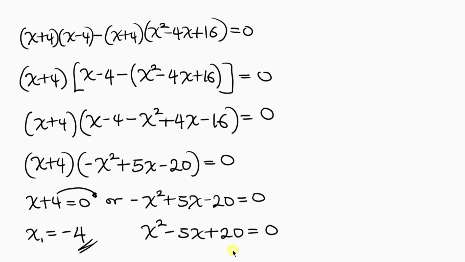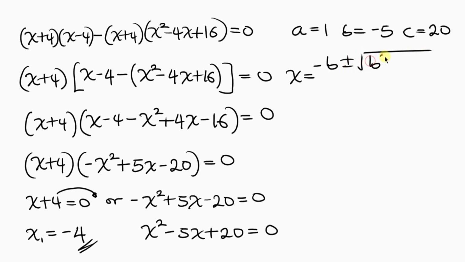Now, this cannot be factorized. So we're going to be using the quadratic formula to solve this. Our a from this quadratic equation is a coefficient of x squared, which is 1. Our b is a coefficient of x, which is negative 5. And our c is the constant term, which is 20. So this is a beautiful quadratic formula we have to use. X equal to negative b plus or minus the square root of b squared minus 4ac all over 2a.